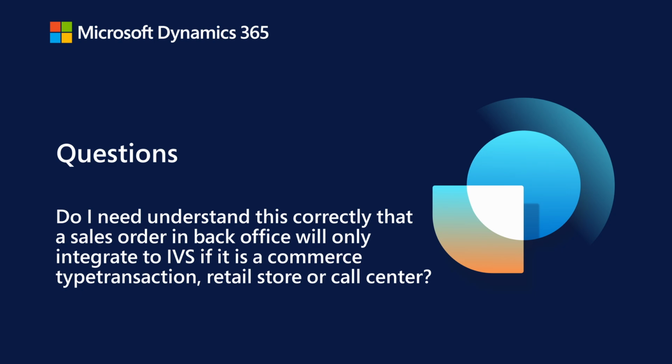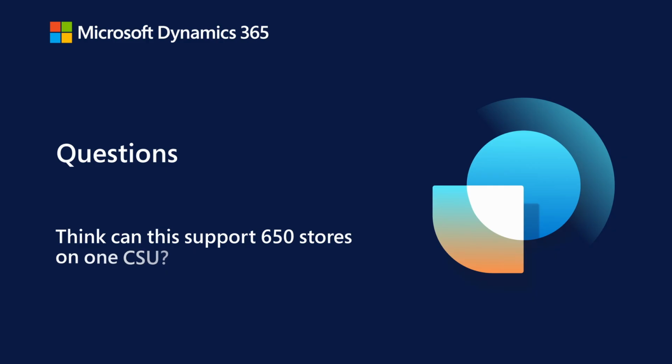Okay, there was one more question. Can this support 650 stores on one CSU? There were capacity restrictions in the past. I think Rob, you have answered that. The number of stores per CSU depends on the number of devices and volume of transactions. So capacity restrictions are a conservative heuristic that is used to ensure that your stores have wiggle room for spikes in demand.